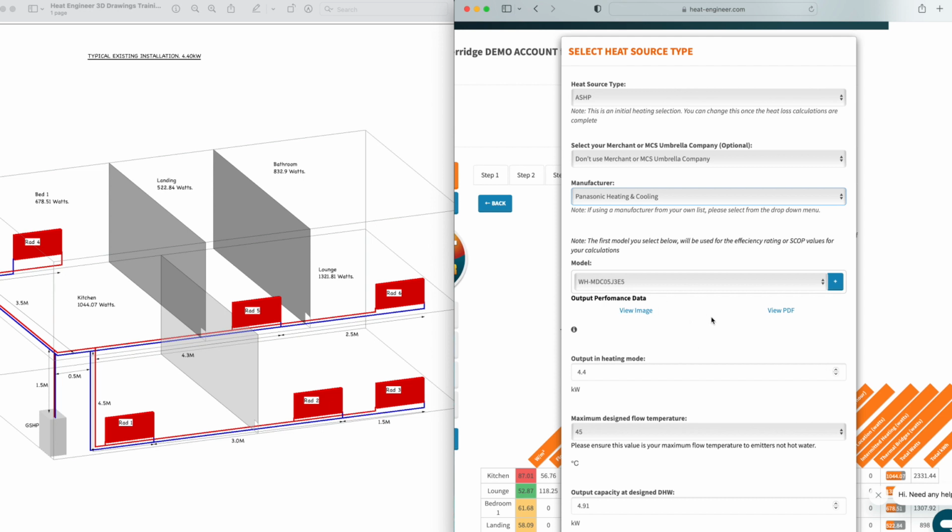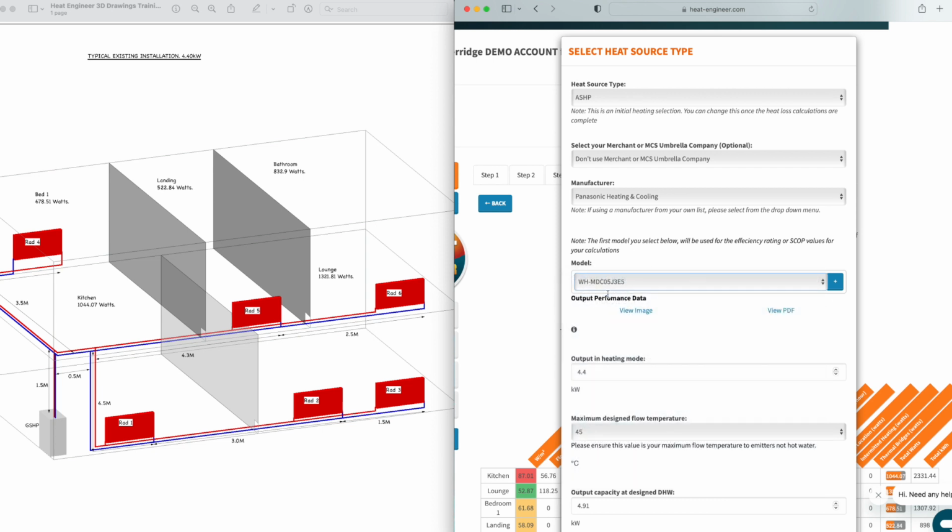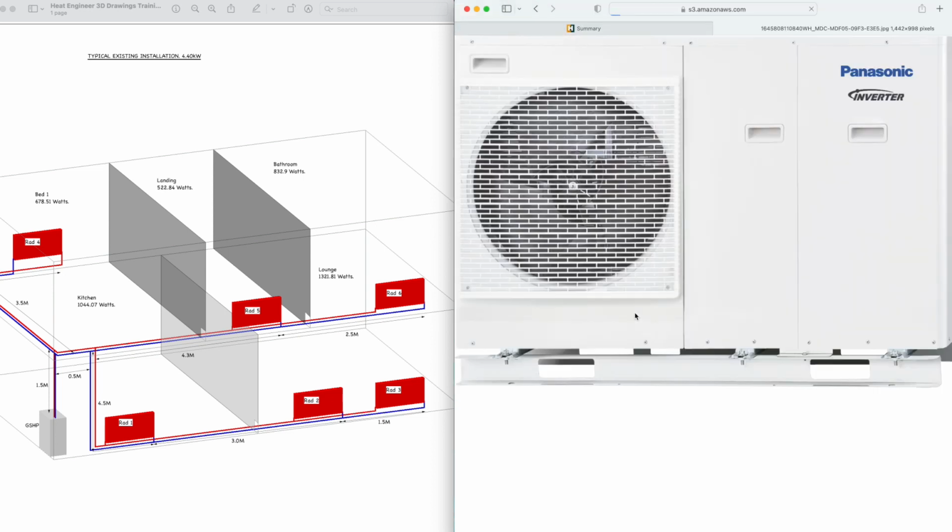But the crucial point is that from their particular drop-down menu of all of their heat pumps and everything that they've got there, we've chosen a little 5 kilowatt unit to suit this. But the point is that they've updated all of the SCOP data and everything like that within these units as well. So you can view the image of the heat pump itself.